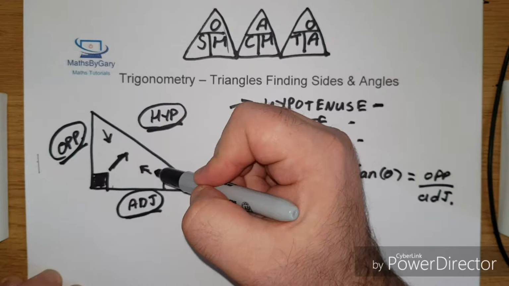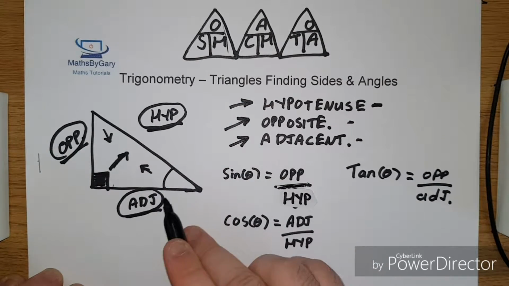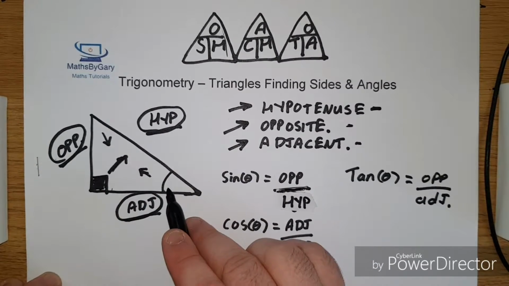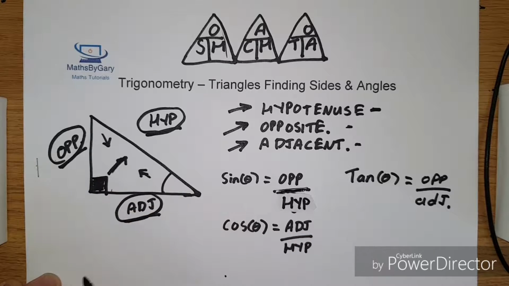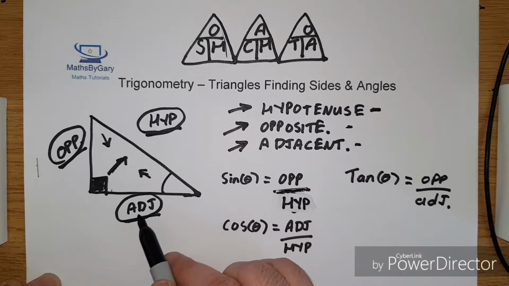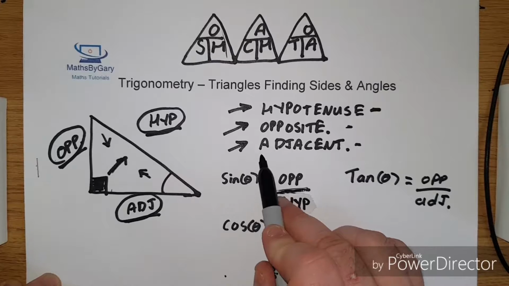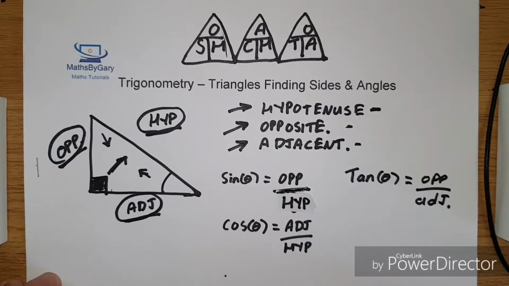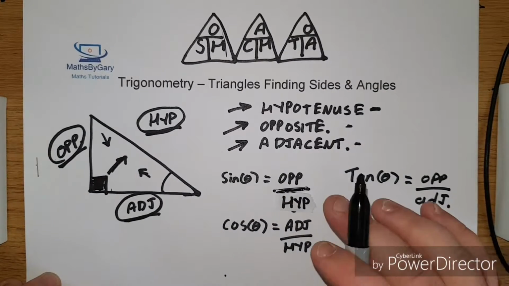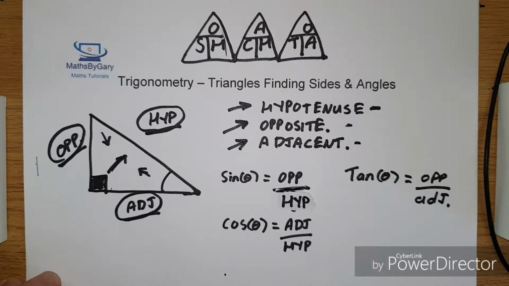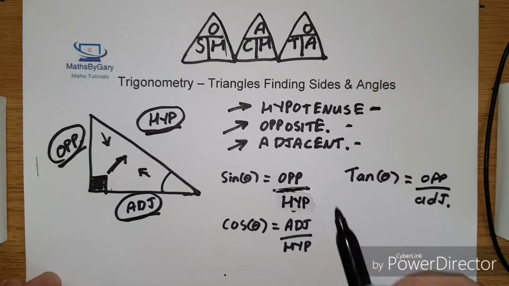So the longest side of the triangle is the hypotenuse. The side opposite that given angle is OPP. And the last side, adjacent to the given angle, is the adjacent. Now there are various different formulas that can be used with a right angle triangle. The one I'm going to show you today is something called SOH CAH TOA.